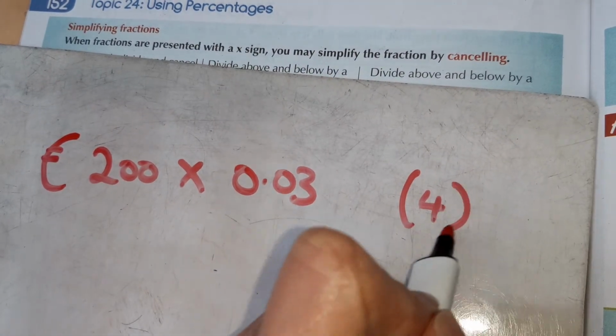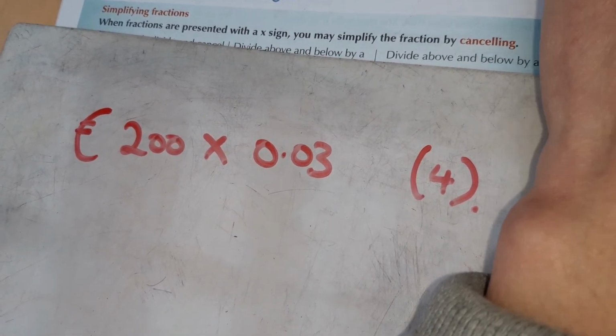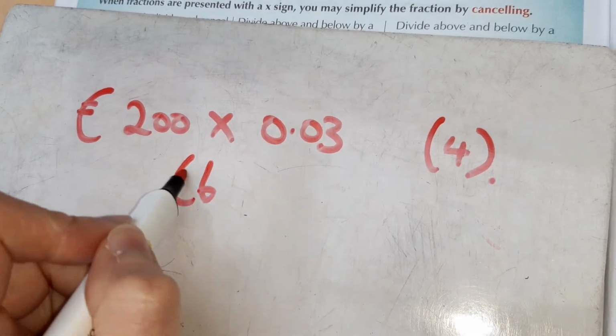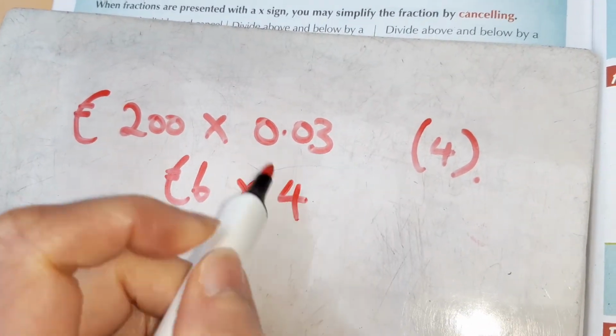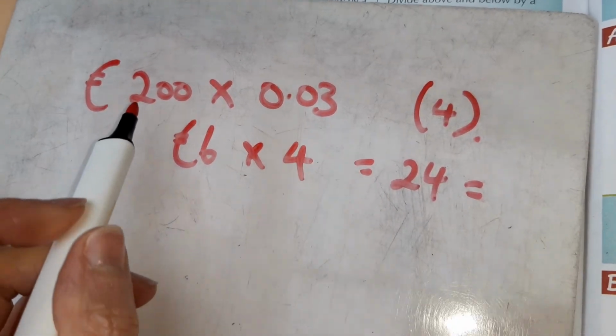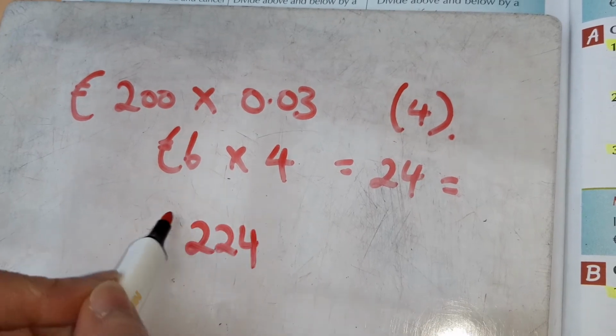So for 4 years. So 200 times 0.03 is, so that meant they got €6. Now times 4 over 4 years, 6 4s are 24. So the total in their account is 200 plus the 24, so it would be €224.